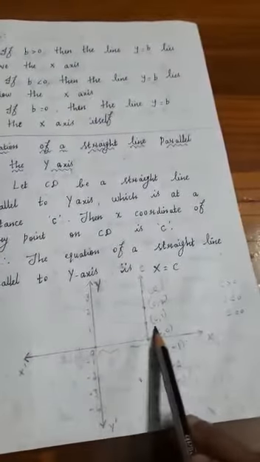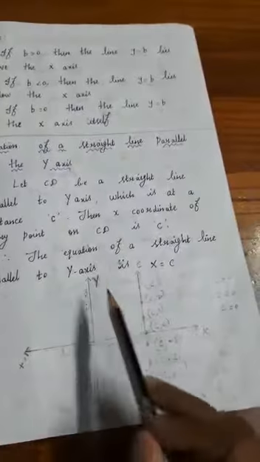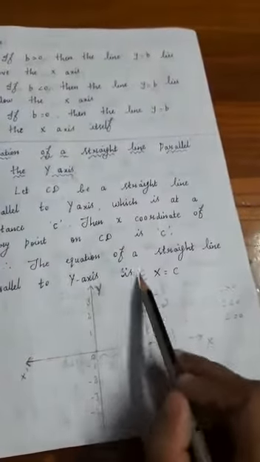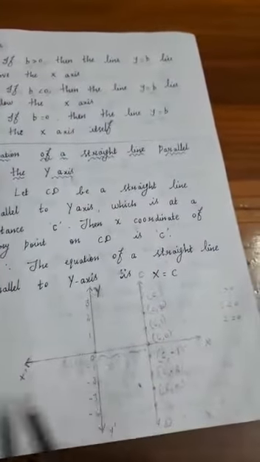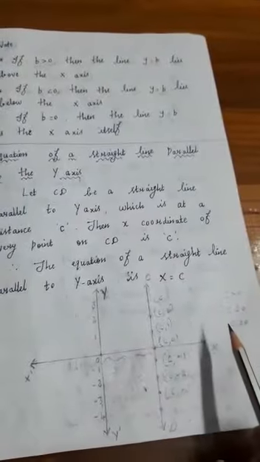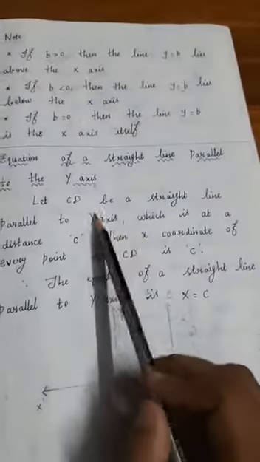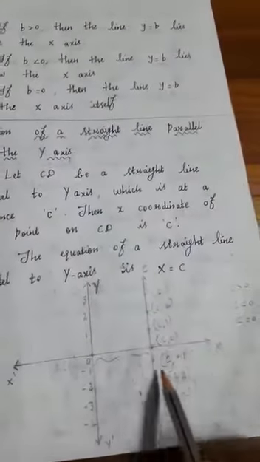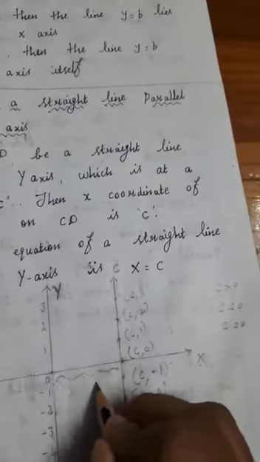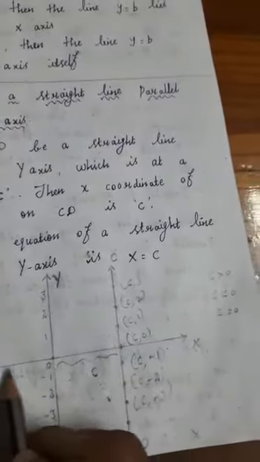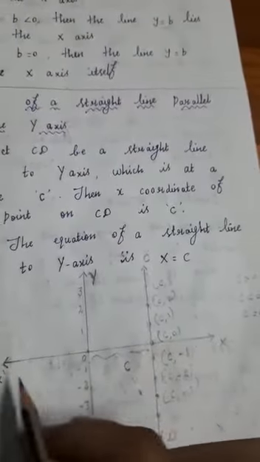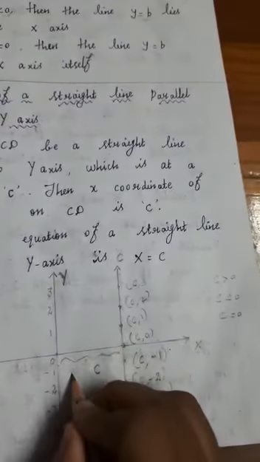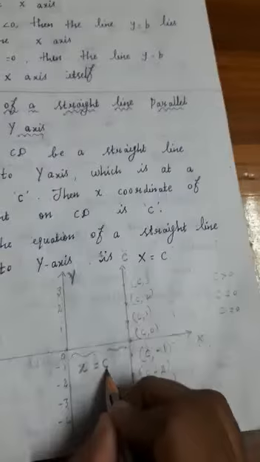Now make this CD line parallel to the y-axis. Are these two lines parallel or not? This CD line is parallel to the y-axis. So now we are going to find out the equation of a line parallel to the y-axis, which is at a distance c. The distance between these two lines is given as c. See here, this is the x-axis line. Then what will the x coordinate of every point be? X is equal to c only. So the x coordinate of every point will be c.